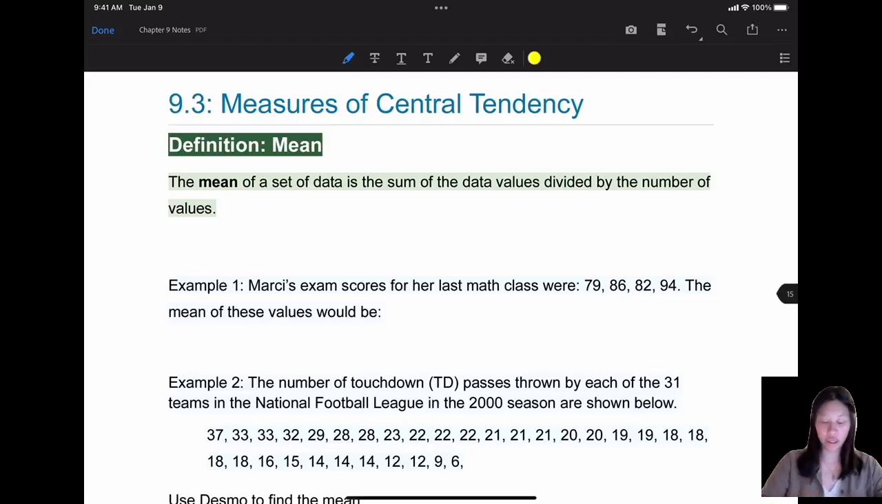So in this video, I'm going to talk about measures of central tendencies. First of all, what is mean? Mean basically is average. So the mean of a set of data is the sum of the data values divided by the number of the values.